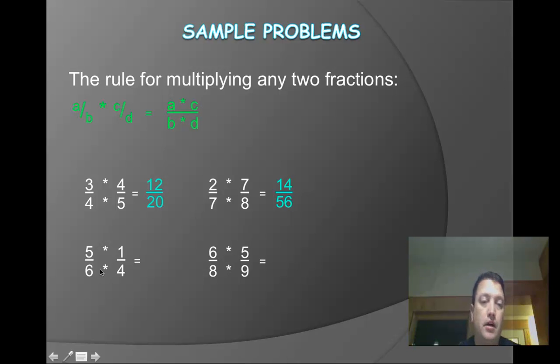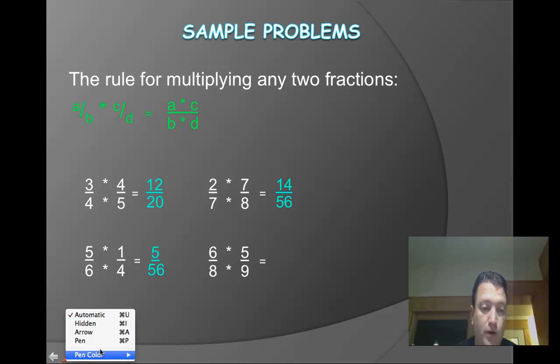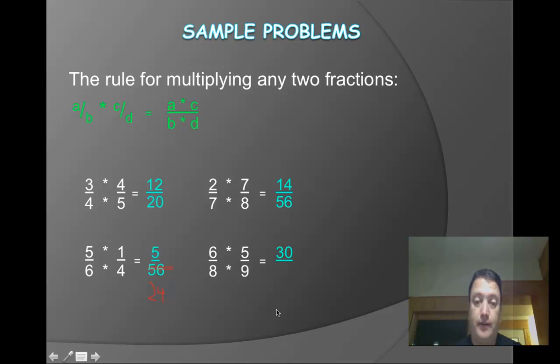5 sixths times 1 fourth. Well, 5 times 1 is 5, and 6 times 4 is definitely not 56. That should be 24. Sorry about that. And then the next one, I've got 6 times 5 is 30, and 8 times 9 is 72. That one's right. So 6/8 of 5/9 ends up being 30 72nds. The big thing you just need to remember as you're going through these is you're going to multiply numerator times numerator and denominator times denominator.